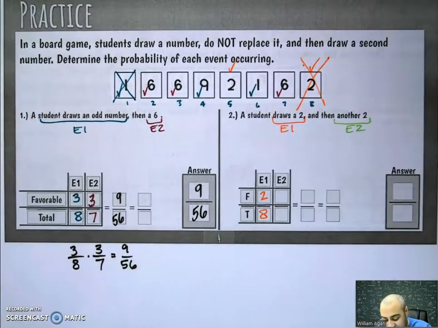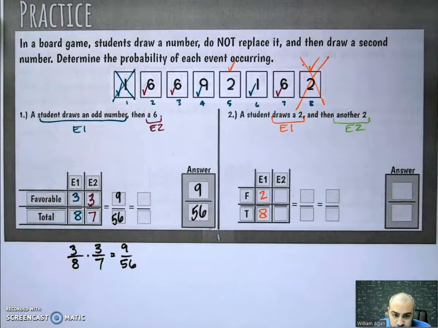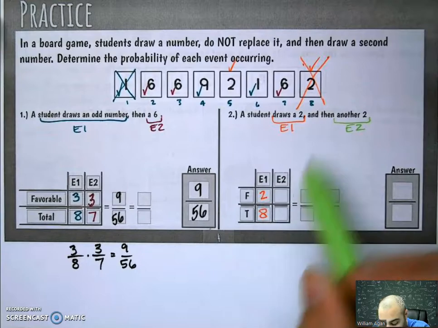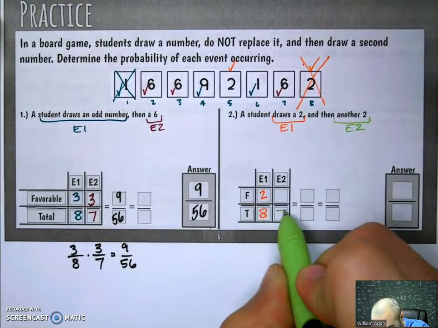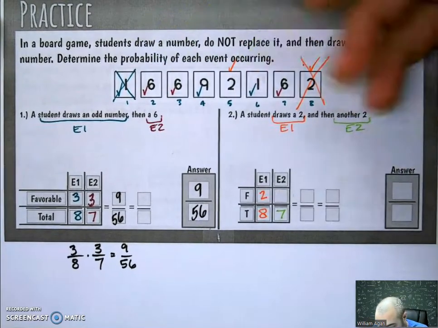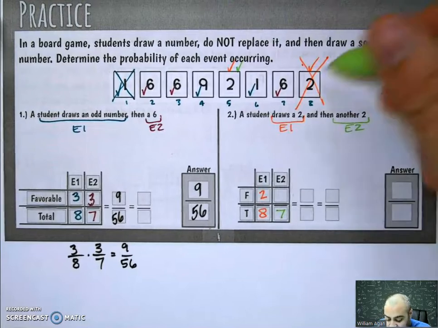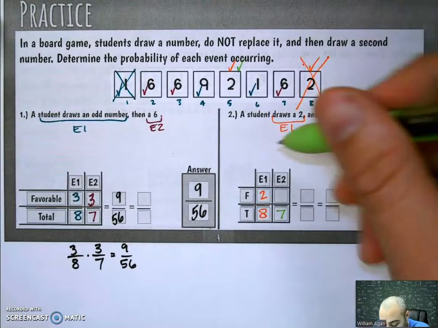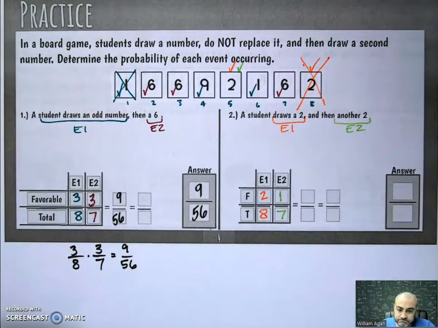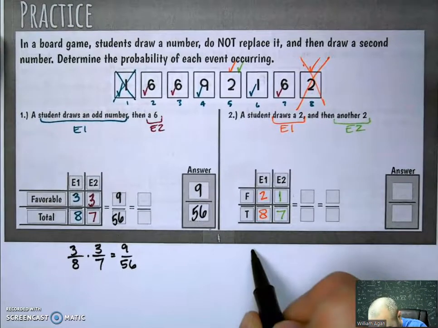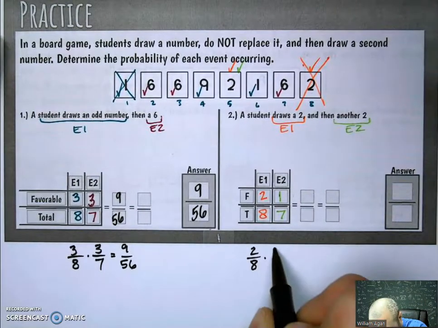Okay. My second event, I want another 2. Okay, things are going to change. I don't have a total of 8 cards anymore. That one's gone. Now I only have 7 cards. And I want a 2. How many 2s do I have? That one right there. I cannot count this one because I didn't put it back. So there's only 1 2 in there. Okay, now I'm going to multiply this. 2 over 8 times 1 over 7.